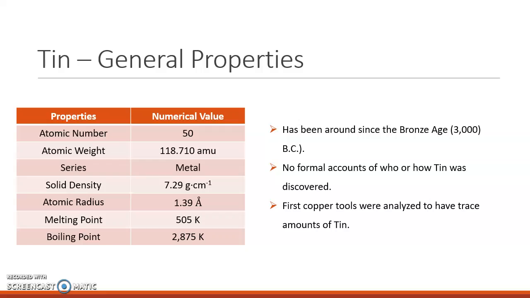As seen on the left, it is a shiny gray metal or solid at standard room temperature and pressure. Based on the table presented on the slide, tin is a metal having an atomic number of 50, an atomic weight of 118.71, a density of 7.29 grams per cubic centimeter, an atomic radius of 1.39 angstrom, and melting and boiling points of 505 and 3160 Kelvin, respectively.